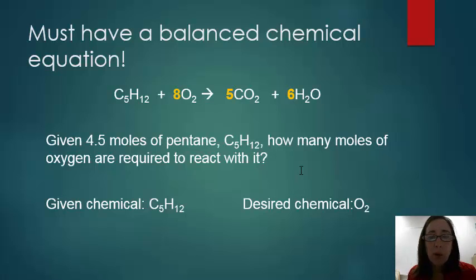We know this is a stoichiometry problem because I'm given an amount of one chemical, pentane, and I'm trying to find out an amount of a different chemical, oxygen. And these two chemicals are related by a balanced chemical equation. In any stoichiometry problem, we want to be really clear about what chemical we are given an amount of to start with. In that case, it's going to be pentane. We're given 4.5 moles. And what chemical we're trying to find an amount of. In that case, it's oxygen. The reason we want to focus on that is because these are the two chemicals that are going to be in our mole ratio.